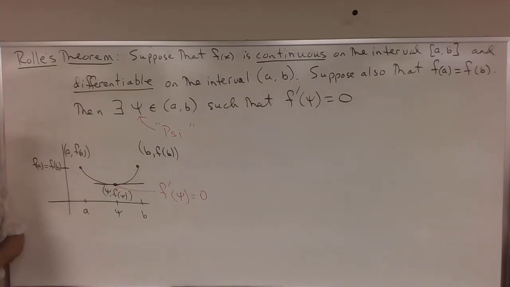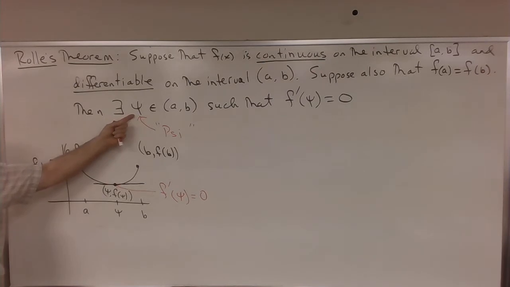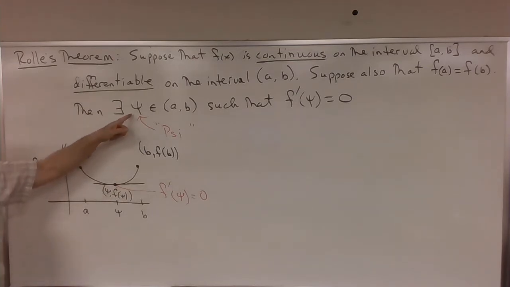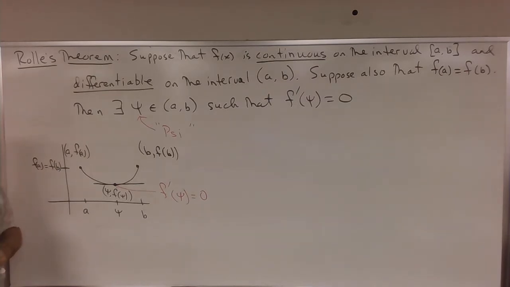Now, just as a side note, there's nothing in this theorem that says that this point is unique. The theorem doesn't say that there's exactly one value of x, psi, where we have a horizontal tangent or where the derivative is 0. We may have more than one. But one thing's for sure, we have at least one.